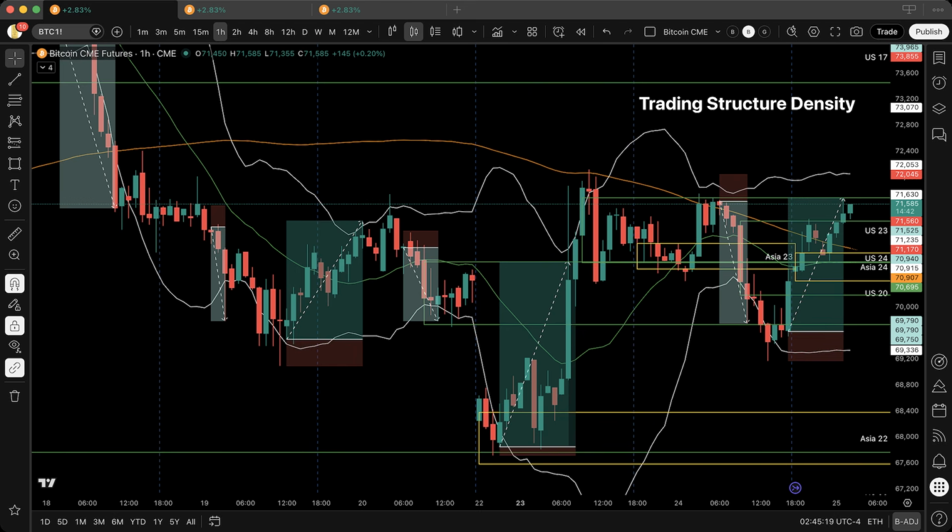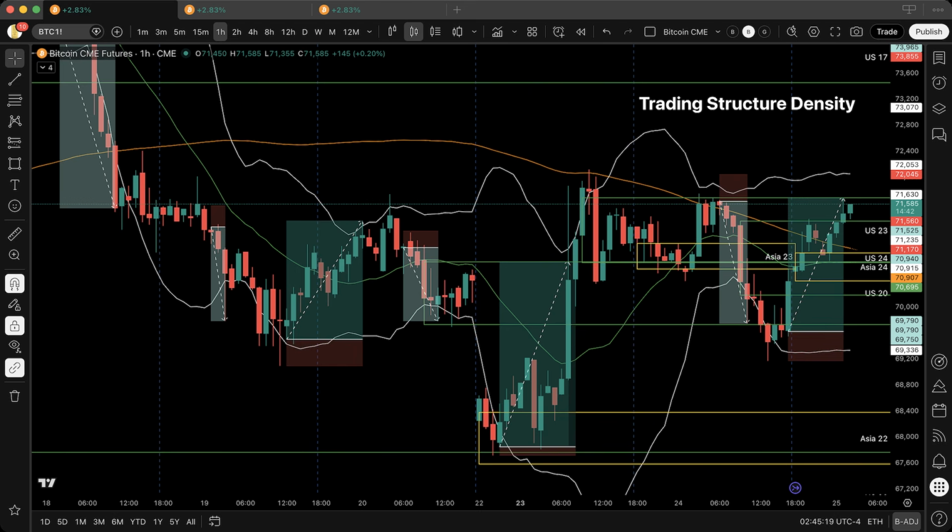Now connect behavior to structure. Moves extend, but they do not hold. Pullbacks deepen. Continuation fails. This is compression, and compression punishes late entries. Execution must be selective. Entries must occur at structure, not inside movement, because inside movement there is no edge.